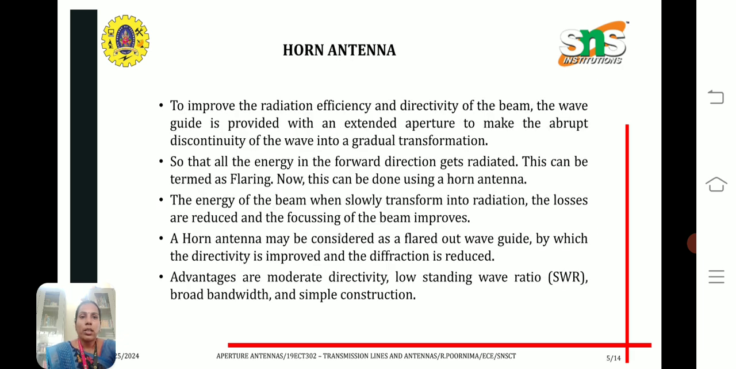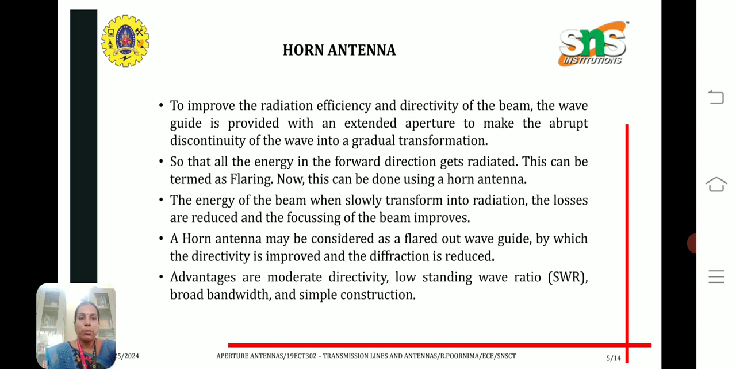So the horn antenna is used to improve the radiation efficiency and directivity of the beam. The waveguide is provided with an extended aperture to make the abrupt discontinuity of the wave, so that all the energy in the forward direction gets radiated. This can be termed as the flaring. Now this can be done using the horn antenna.